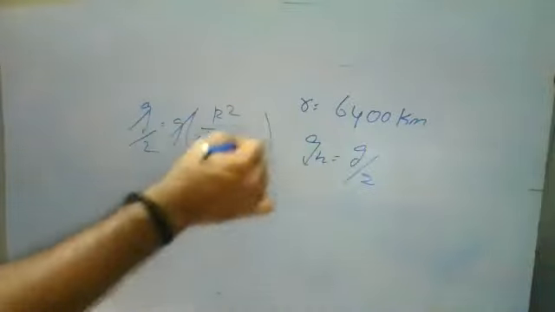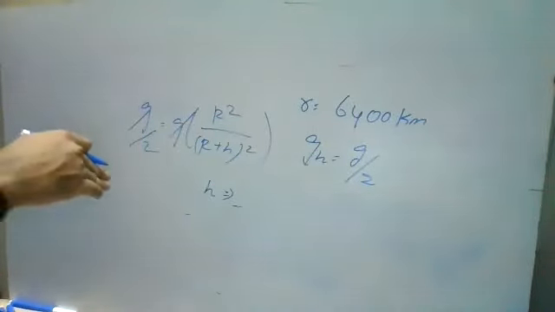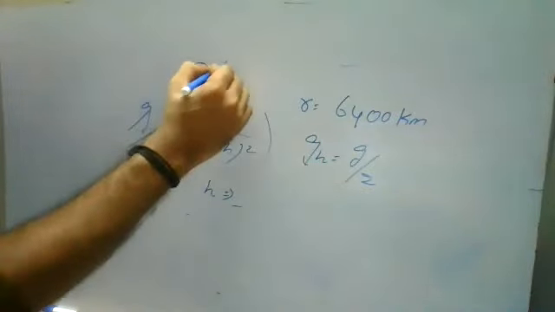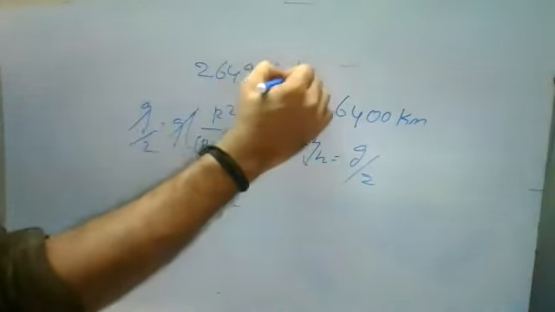The whole square, you just shift it to the other side. It becomes 1/4. Sorry, it becomes root 2, then you can find it. Just check, the answer should be around 2649.6 kilometers. Answer is 2649.6 kilometers.